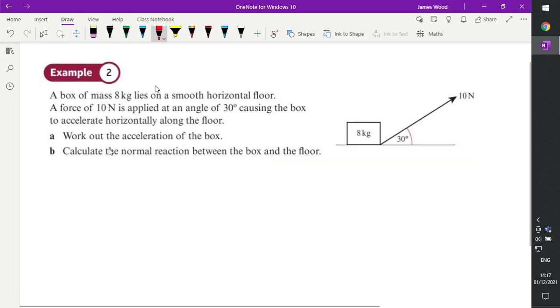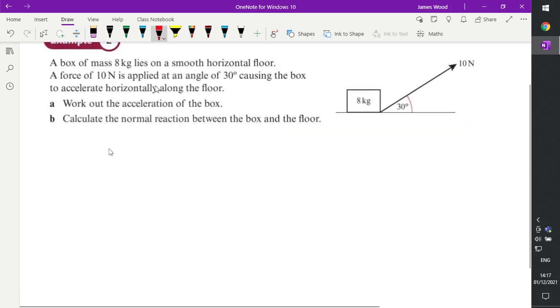So here's a bit more of an applied example. A box of 8 kilograms lies on a smooth horizontal floor. A force of 10 newtons is applied at an angle of 30 degrees, causing the box to accelerate horizontally along the floor. So it's obviously going to accelerate to the right. Work out the acceleration of the box.